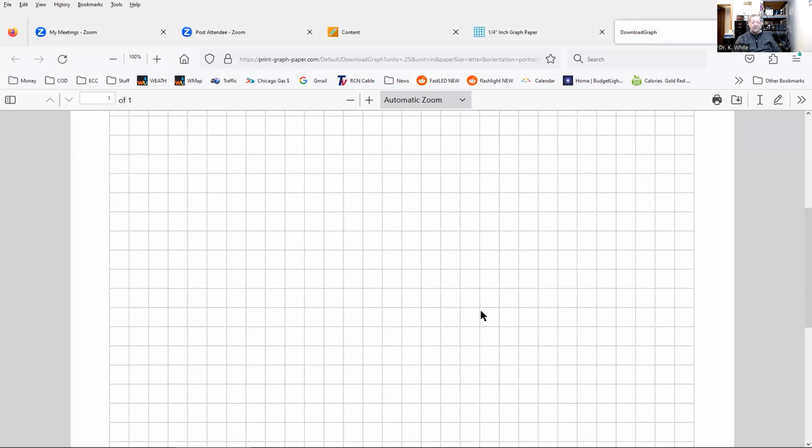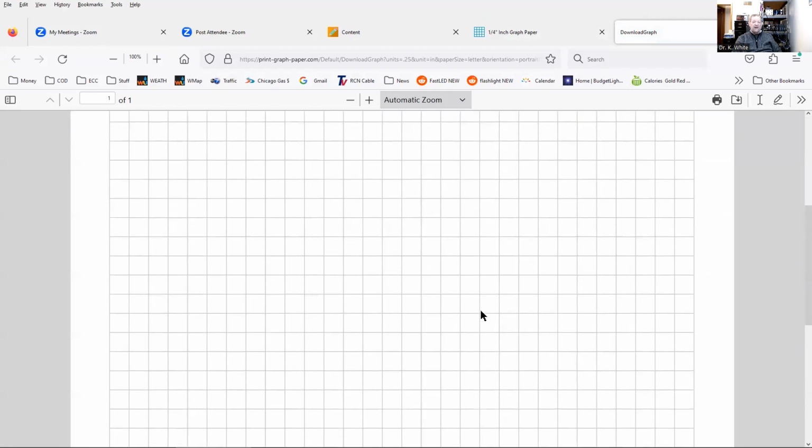And this is what it looks like. Now you can also get graph paper with smaller squares. I don't know which one is the best, but that's how you do it if you want to use graph paper. If you want to use Excel, see me and I'll show you.